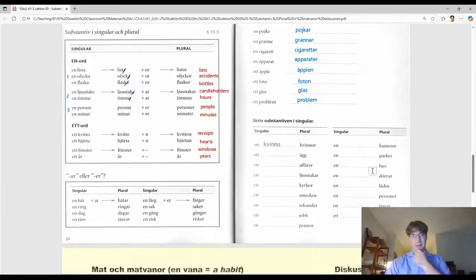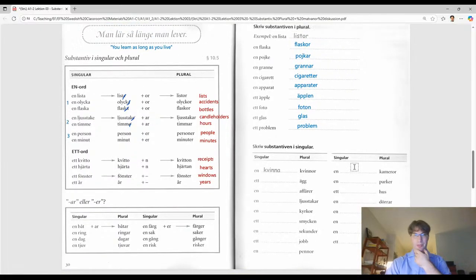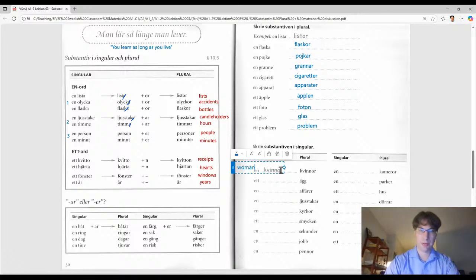Okay. And then if we look at the other half of this exercise, it's the opposite. We're going to have to make plurals into singular. So let's see what we have time for here. Let's look at the first example. Here we have kvinnor. So that's an OR version. We can do it backwards here. So we look at OR, then we have to take away OR and add an A, right? So take away OR, add A, we get en kvinna, and that is the woman in Swedish.